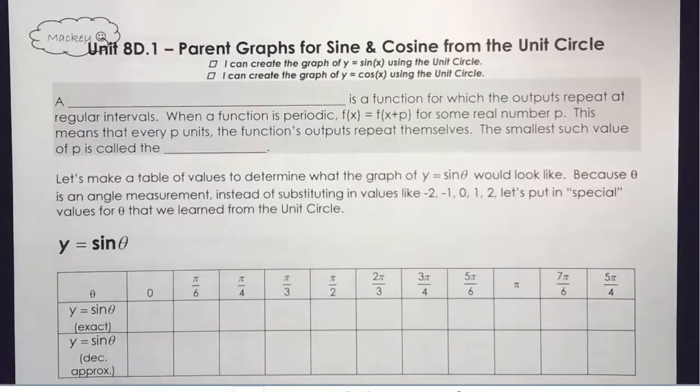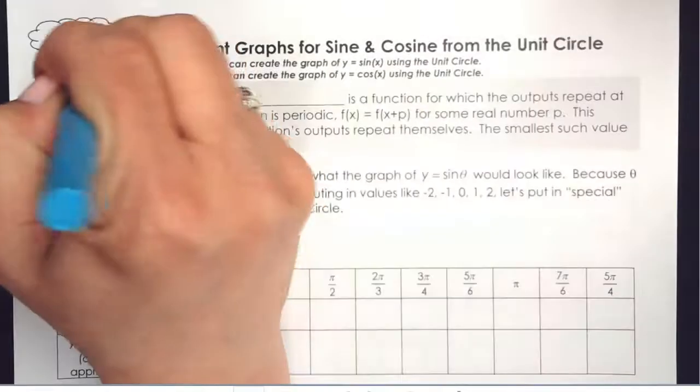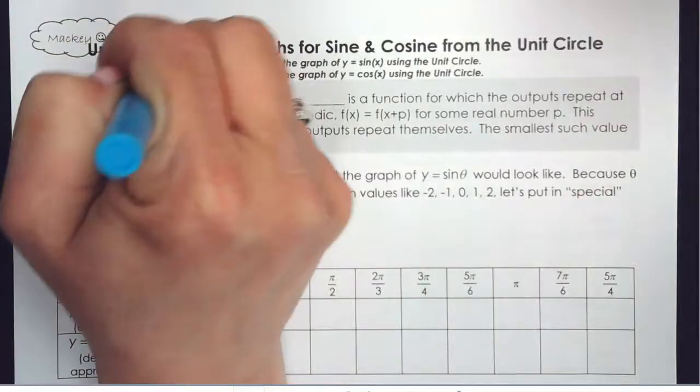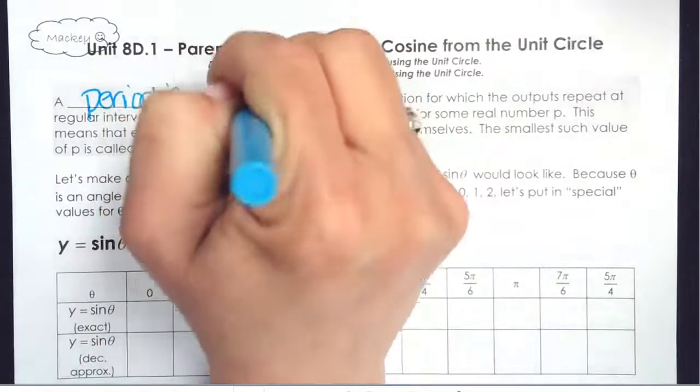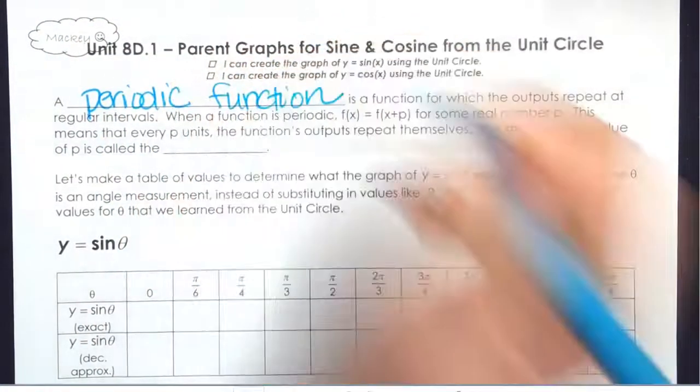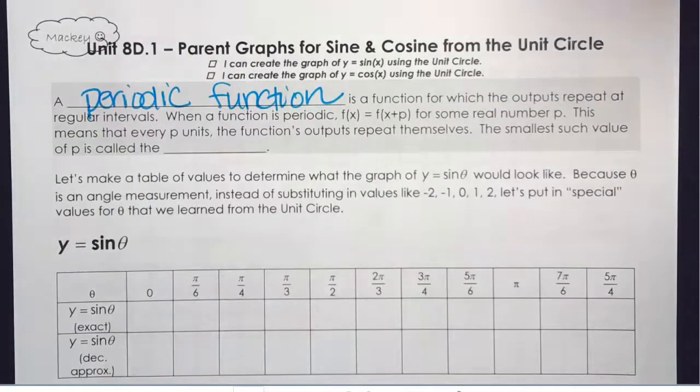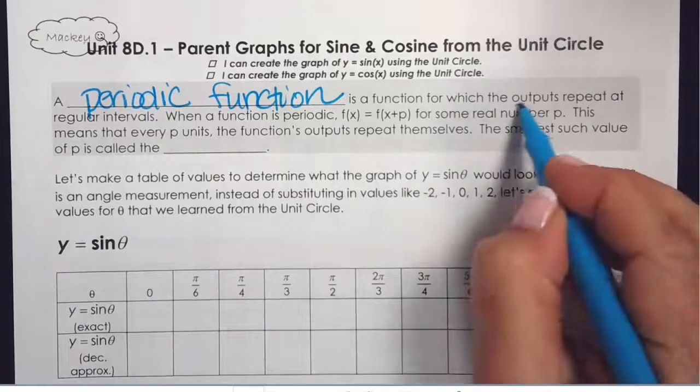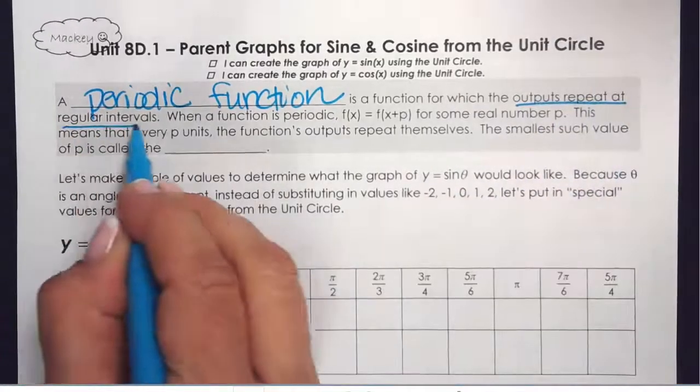All right, so again, today what we're gonna do is look at graphs for sine and cosine functions and use the unit circle to do so. The sine and cosine functions are different than a lot of the other functions that we've talked about because the sine and cosine functions are what we call periodic. So a periodic function is a function for which the outputs repeat at regular intervals.